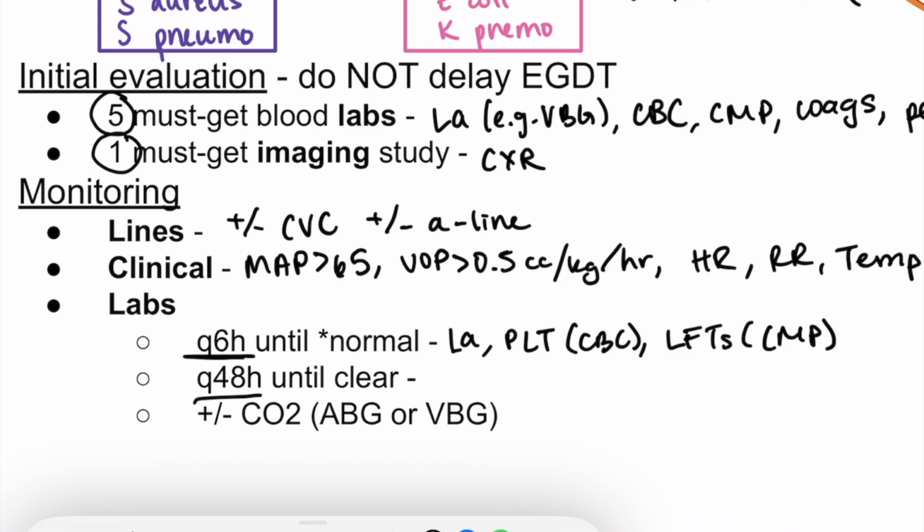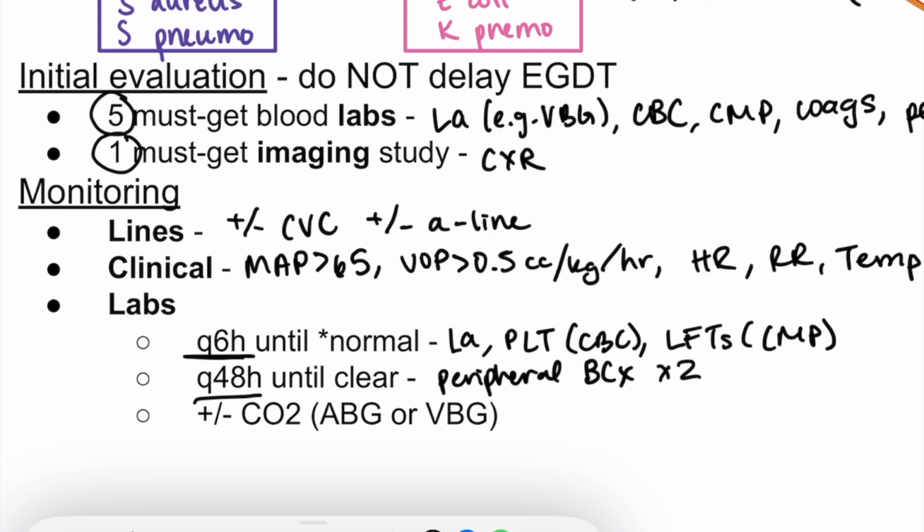And then every 48 hours until clear, we'll want to monitor peripheral blood cultures. Get new ones is what I mean. We'll get them times 2, and if there is a prior set of blood cultures that hasn't grown anything in 48 hours, then you can discontinue these regular peripheral blood cultures. Lastly, plus or minus monitoring CO2 levels in the blood on an ABG or VBG. This really depends on whether or not the patient is looking hypoxic or hypercarbic, and in order to trend and support the patient.